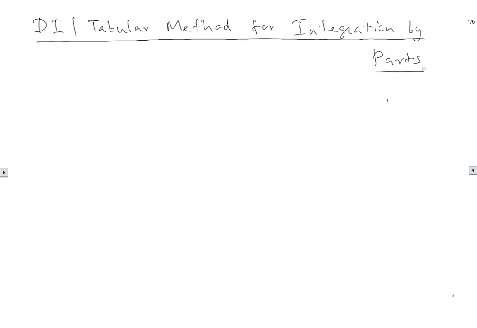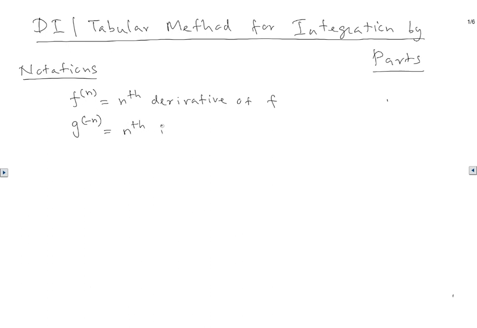Okay, so we can start with some notations first. There are two notations. We can use f with parenthesis n as the nth derivative of f, and then g with negative n. When we say the negative, that means the integral. We can use the notation, the nth integral of g.